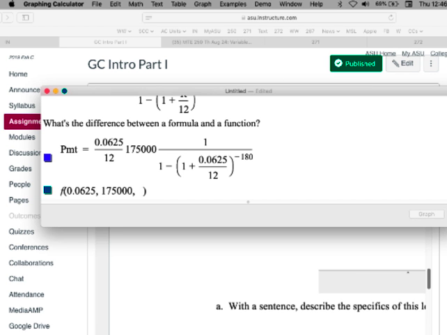Okay, is it working here? And then n, 180. 15 months, or 15 years, right? 180 months. All right, so look, this represents that payment for those values. But with the formula, you'd have to write it this way.